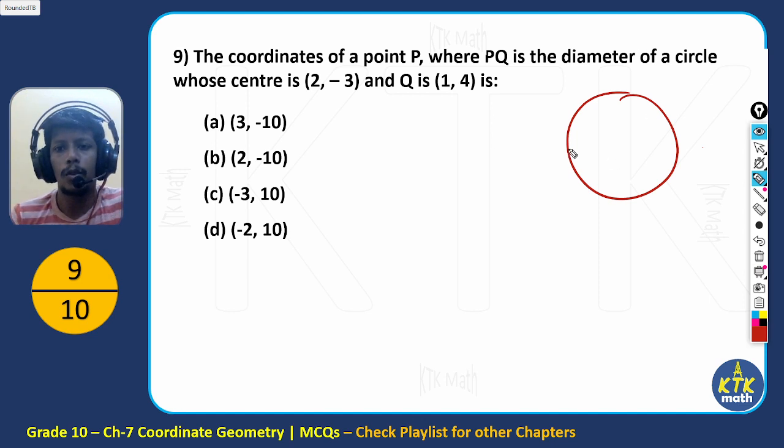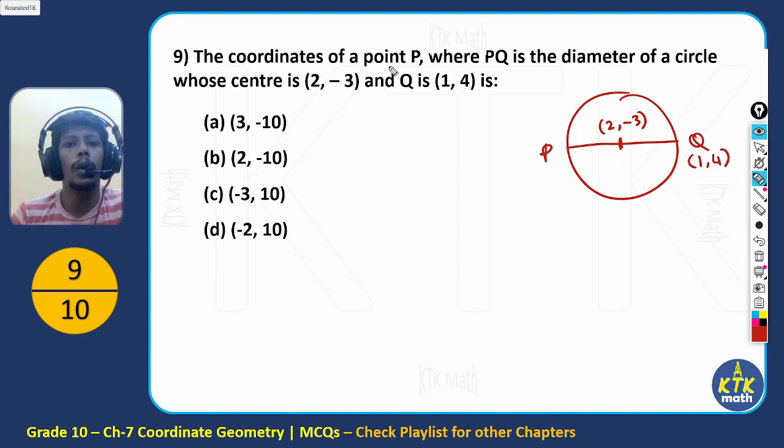PQ is a diameter. So we know PQ is a diameter means it will pass through your midpoint. So this is your P and this is your Q. Center they gave 2 comma minus 3 and Q they gave 1 comma 4. The coordinates of P they are asking. So this question is not based on distance. Okay, it is based on what?